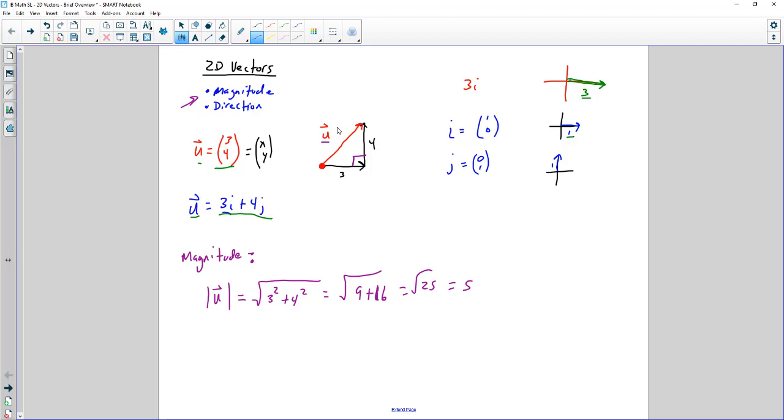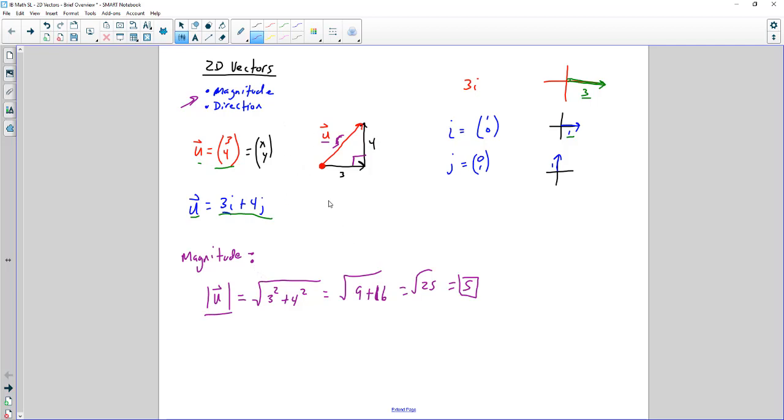And as you can see, this magnitude here will be 5 because this is a 3, 4, 5 Pythagorean triple. We already knew that anyway, right? But that's how that works. So the magnitude of that vector, that's how you find a magnitude. So that's a magnitude of a vector. Whenever you see the symbol, it means magnitude.